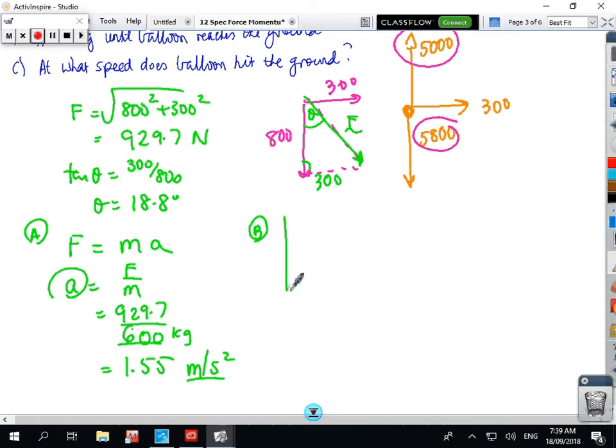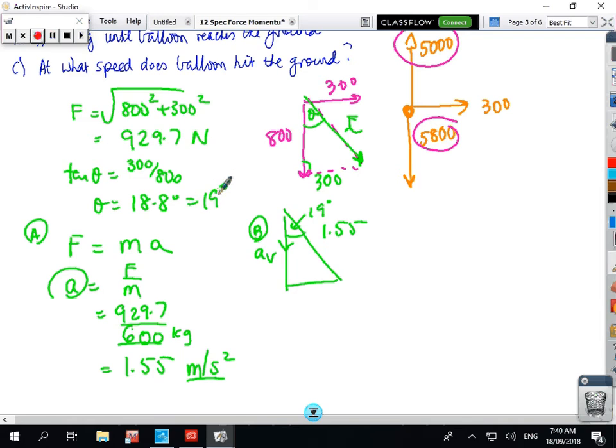So we've got the acceleration down. We've got the force acting at 1.55, and the angle is 19 degrees, or 18.8 degrees, so I just round that to 19, so I'll make that 19 degrees there.